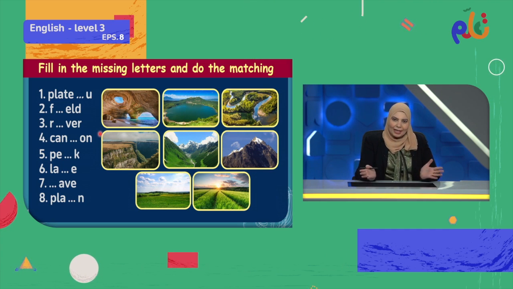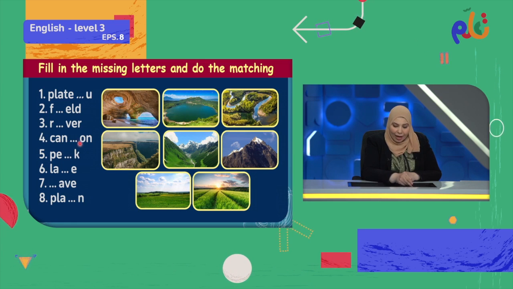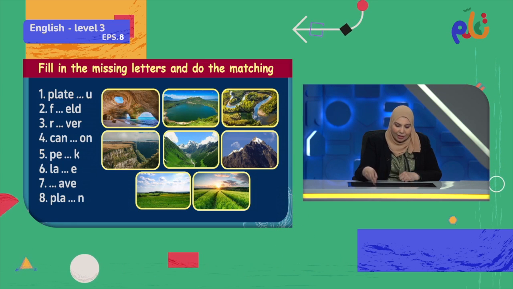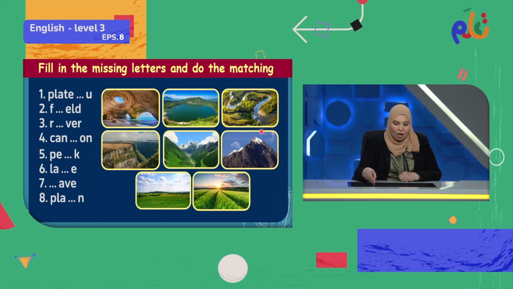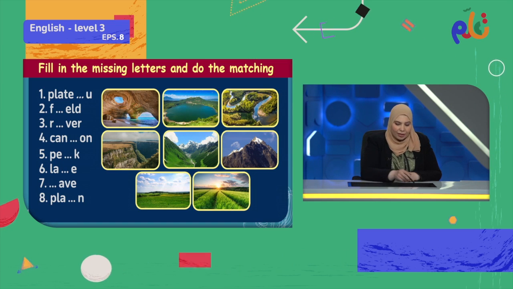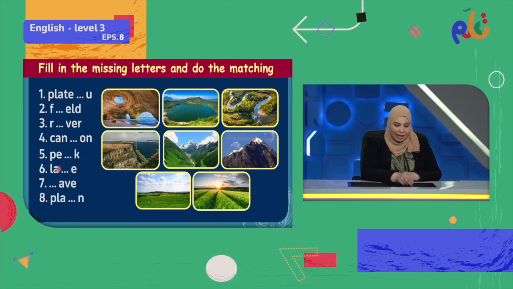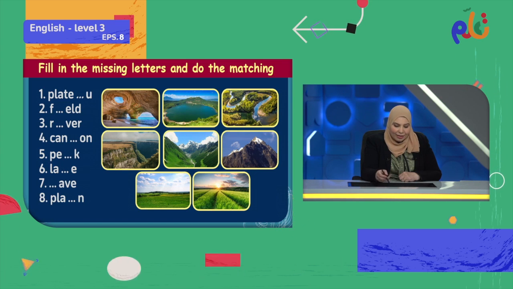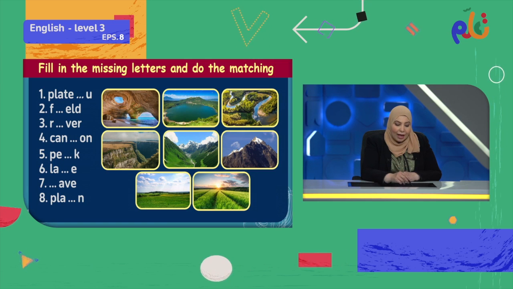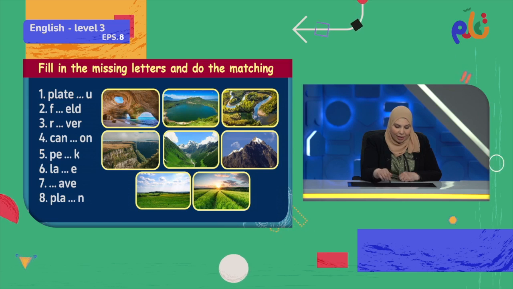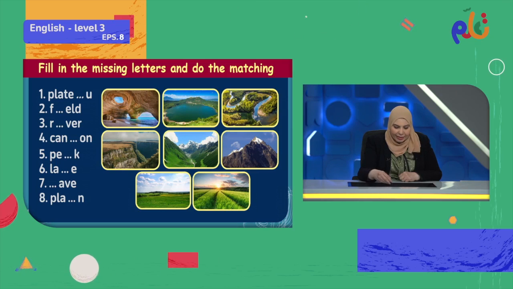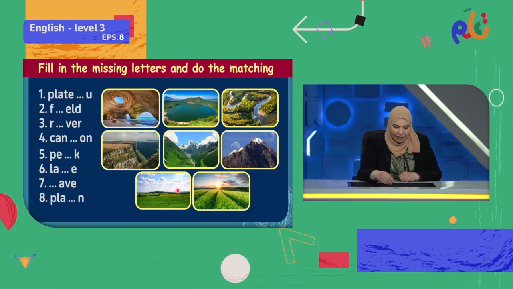So it's called a canyon. And we have a peak. A peak, it's the top of the mountain that we have here. And we have lake. And this is the lake. Okay, and we have plain. A plain. Where is the plain? Can you see it? Okay. Yes. So this is the plain that we have.